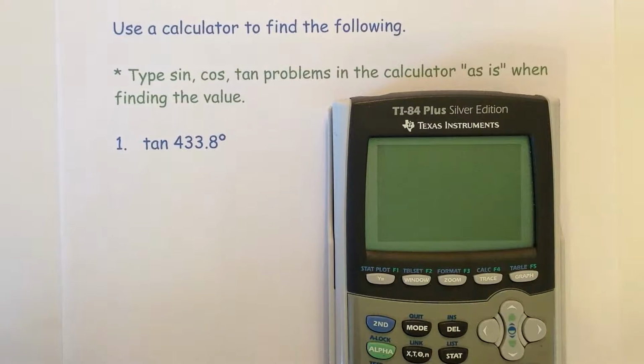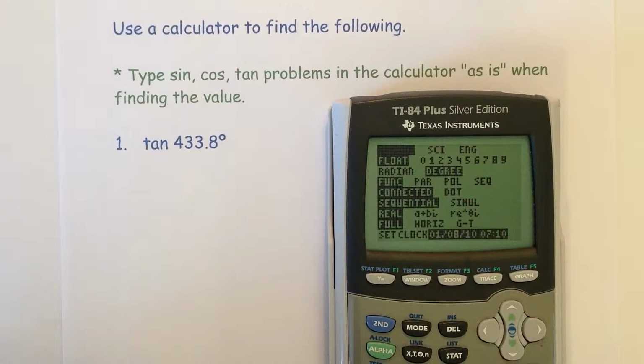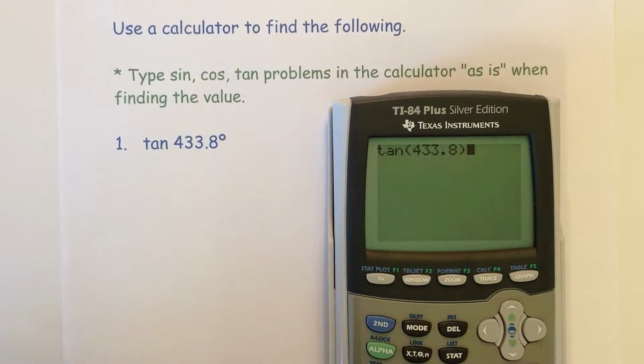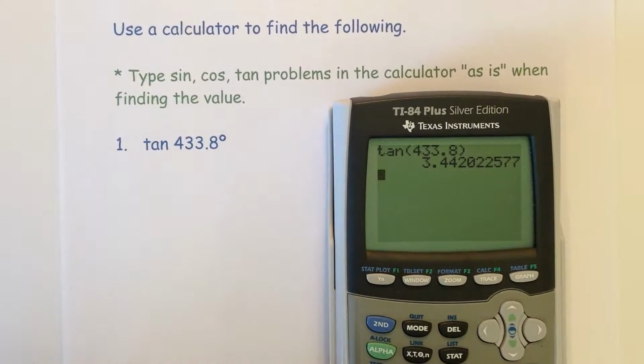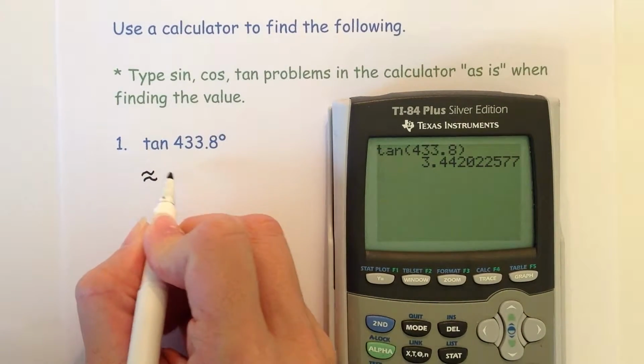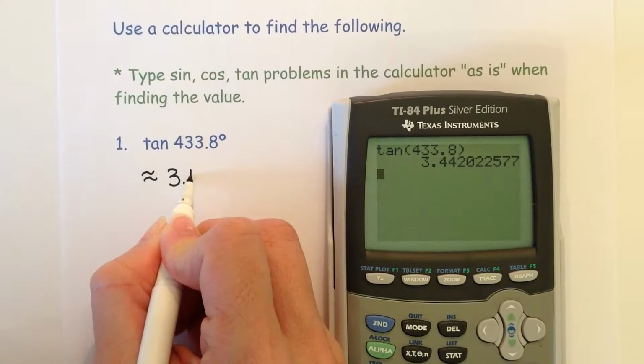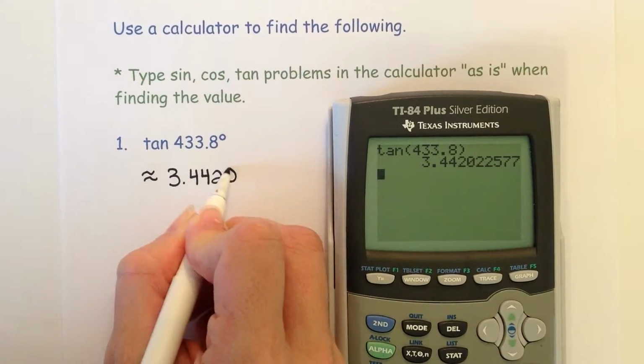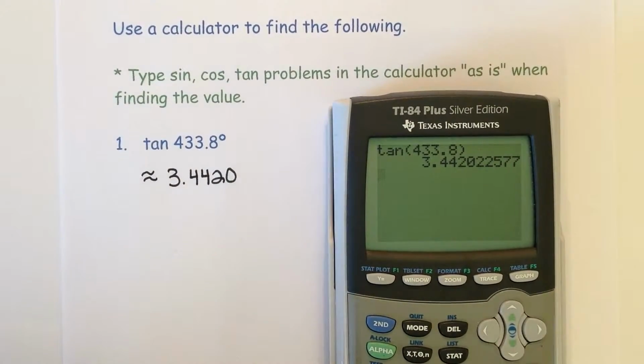So on this one, you would just type in your tangent 433.8. Of course, if you got it in degree mode, remember that you don't have to put the degree symbol, so you could just check and make sure that it is in degree mode. All right, so enter it in as it is, hit enter, and there's your answer. Now it has you to round to 4 decimal places here, just like what we had done before, so this would be 3.4420. So there's your answer for that one.